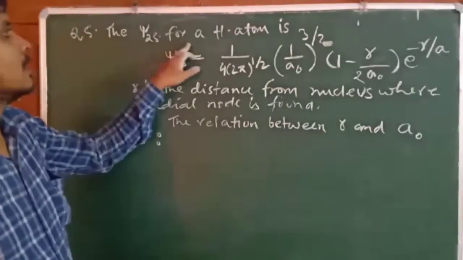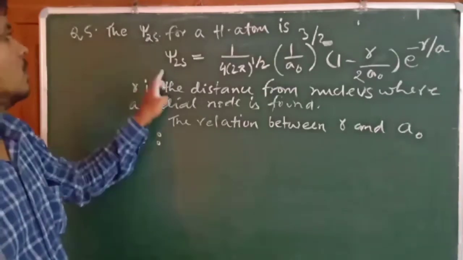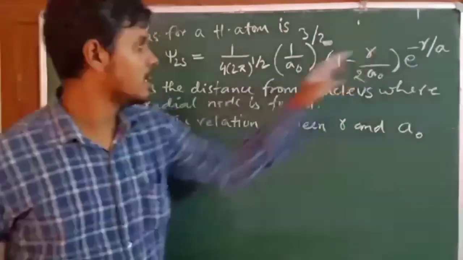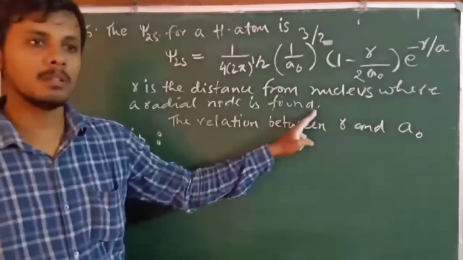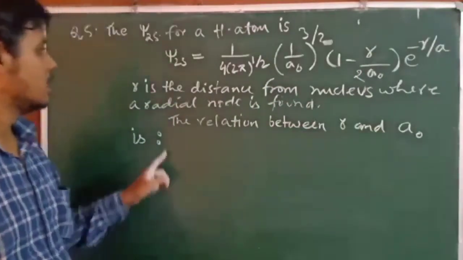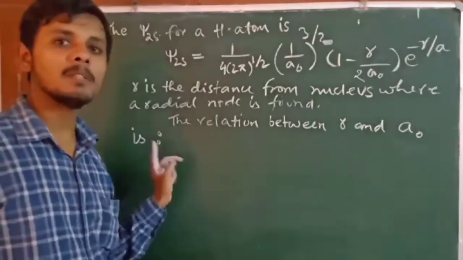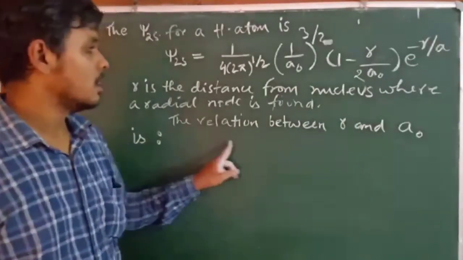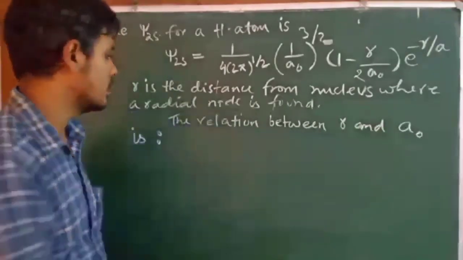The wave function psi 2s for a hydrogen atom is given, where r is the distance from the nucleus where a radial node is found. You have to find out the relation between r and a naught, where a naught is the Bohr radius. So this came multiple times in JEE Advanced, and it was in IIT JEE also.